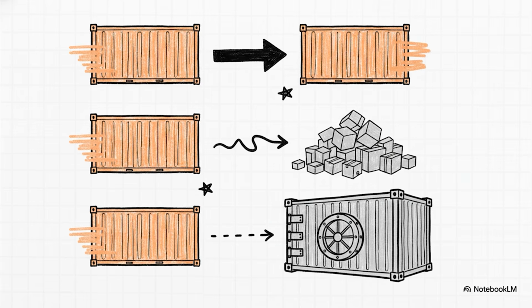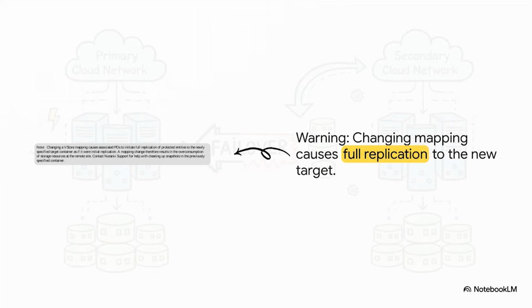You don't want some random container filling up, so explicitly configuring this mapping yourself is 100% the best practice. Now listen up, because this next part is a massive administrative trap heavily documented by Nutanix. If you decide to go in and change a vStore mapping after the fact, like tweaking it weeks after your DR is already set up, it forces the associated protection domains to initiate a completely full replication to the new target container. It treats it exactly like day 1 initial seeding.